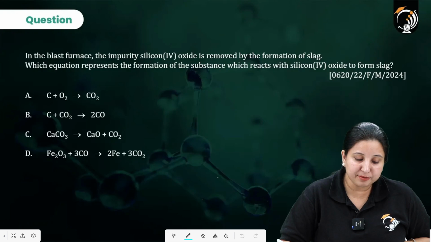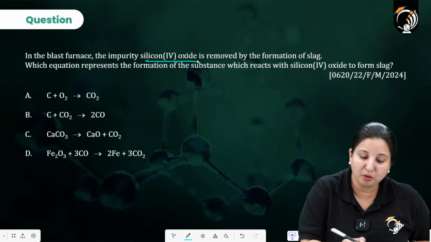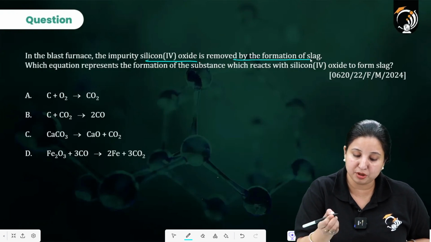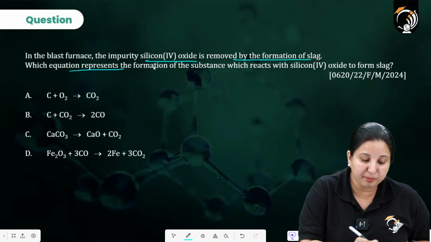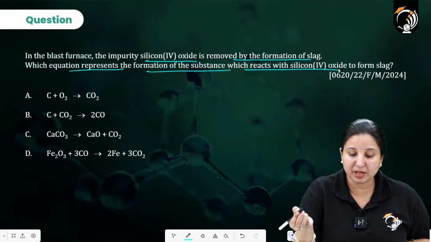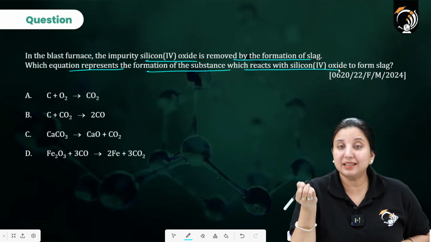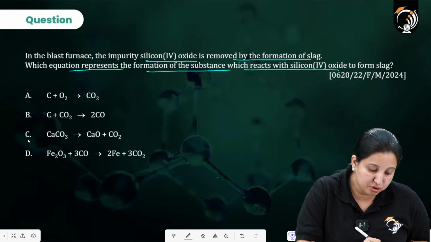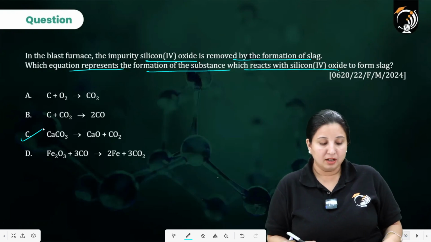Next, in the blast furnace, the impurity silicon 4 oxide is removed by the formation of the slag. Which equation represents the formation of the substance which reacts with the silicon 4 oxide to form the slag? Basically it was the calcium oxide. So option C is going to be your answer.